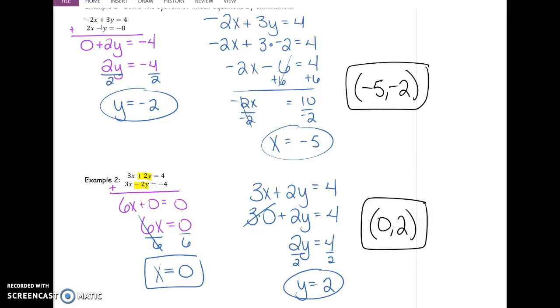This type of solving systems is called elimination because adding these two equations together when they're set up in this way eliminates one of the variables. In example 1, look back at example 1, we eliminated the x's. In example 2, we eliminated the y's. So turn the page and let's see another example.